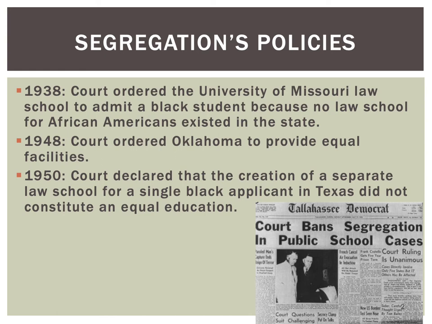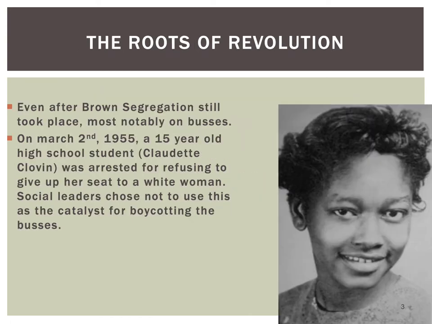And so, I mean, there had been exposure to this problem. It's not like the civil rights issues just appeared out of nowhere. Fast forward from here to the early 50s, and we get the story on March 2nd, 1955, of a 15-year-old high school kiddo named Claudette Colvin.